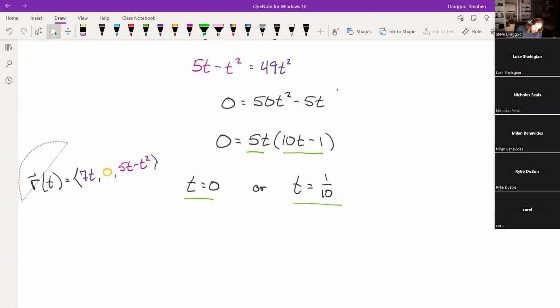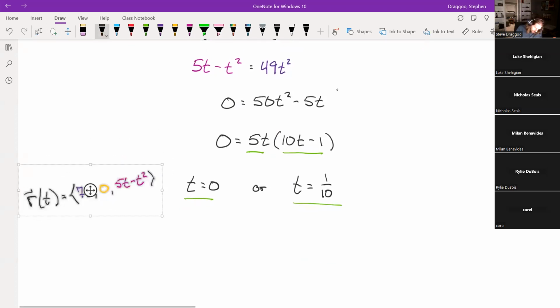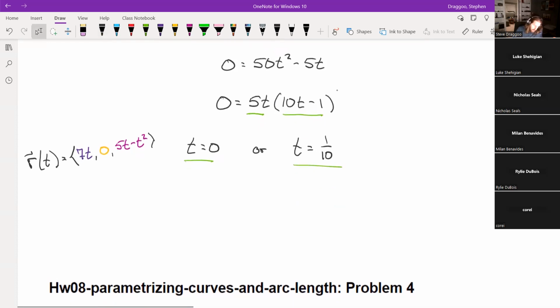Didn't exactly write that straight, did I? Oh well. It's an artistic choice. So I just need to plug 0 into r. So r of 0 gets me my first point. Conveniently enough, that's just 0, 0, 0.